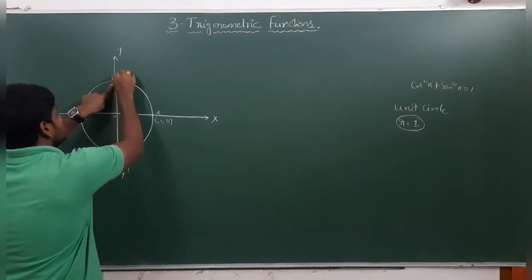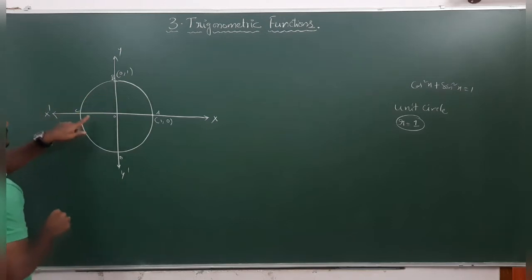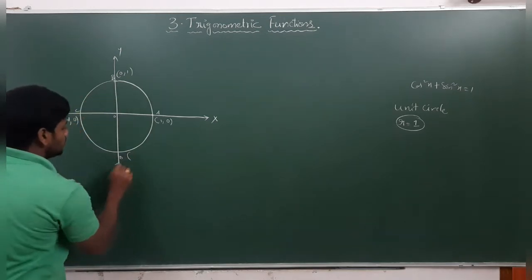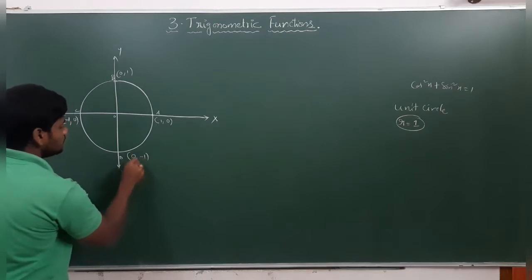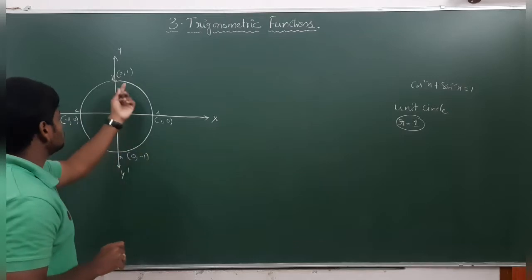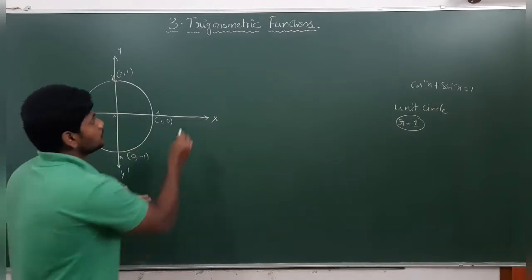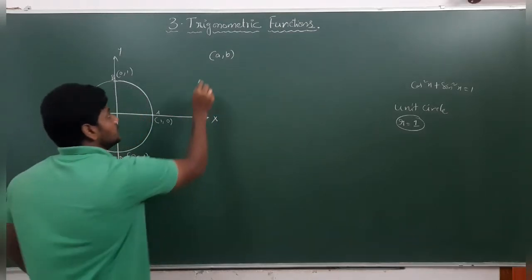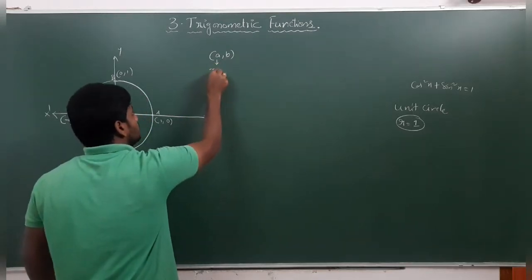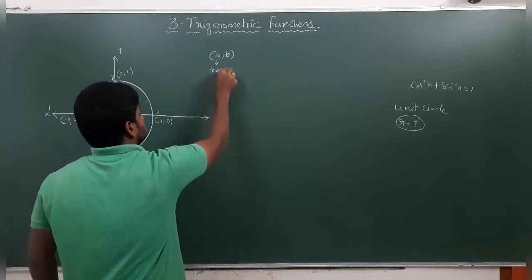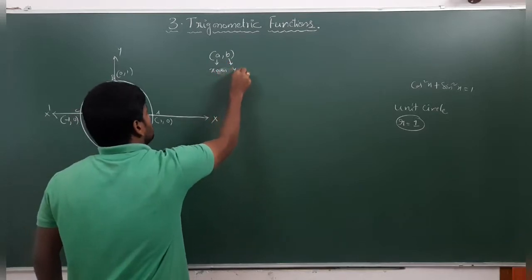This point I will consider as 0, 1. This point I will write as minus 1, 0. So this point I will write as 0, minus 1. See this 1, 0, 0, 1. If we take any point on this coordinate axis, like for example A, B, this A represents the x axis value. This B represents the y axis value.